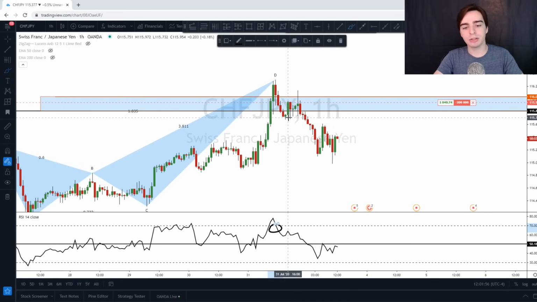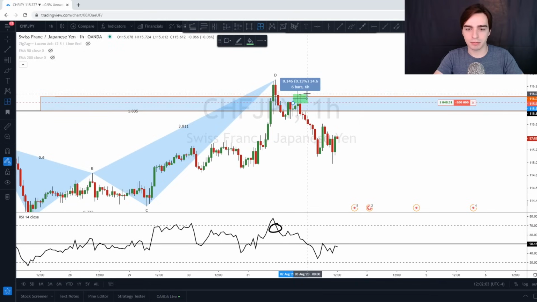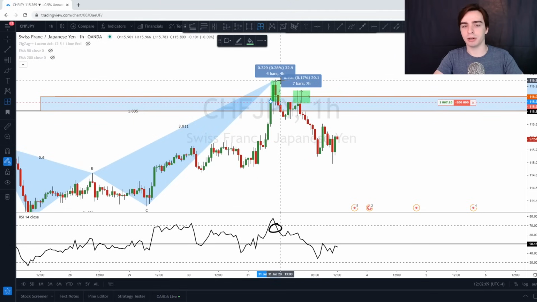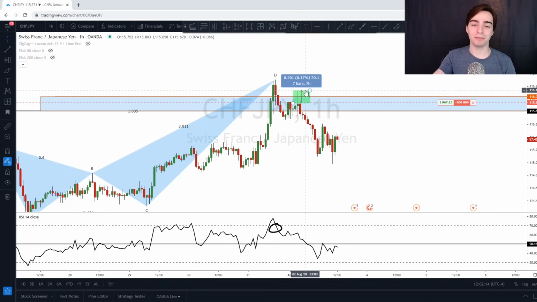And then I look to enter on a pullback, okay, get a little bit of a better price, and now my drawdown was smaller. That's a 20 pip drawdown. If we were to sell right here, this would be a 33 pip drawdown. So again, cutting that drawdown pretty dramatically, or the amount of pain you have to go through, is what I like to say.